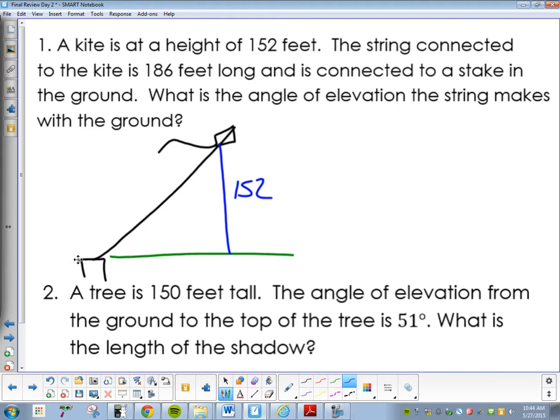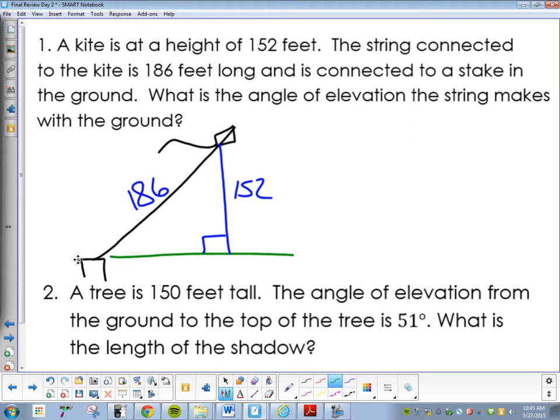Morgan, what else can I label? Which is what? 186. I need to be able to label 3 parts. I only have labeled 2 parts. What other thing can I label on this triangle? The connection with the ground is 90 degrees. Okay? Anytime we're talking about a height of a problem, we're going to assume that it's a 90-degree angle. So it is a right triangle here.